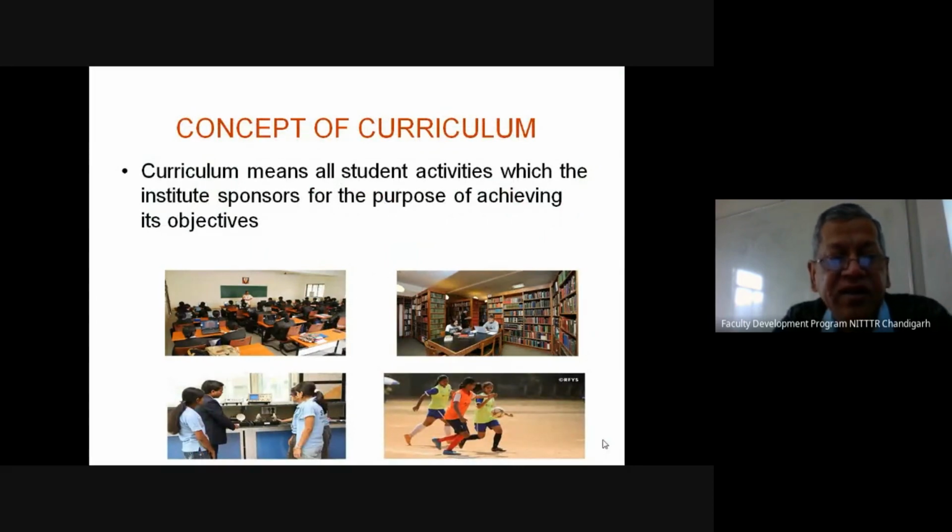I'm also showing you this PPT slide. See, in the first photo, they are attending the classes. Then in the second photograph on the right hand side, they are going to the library.